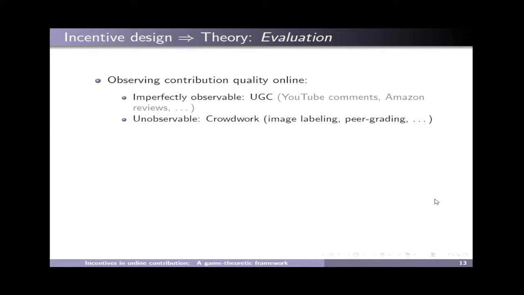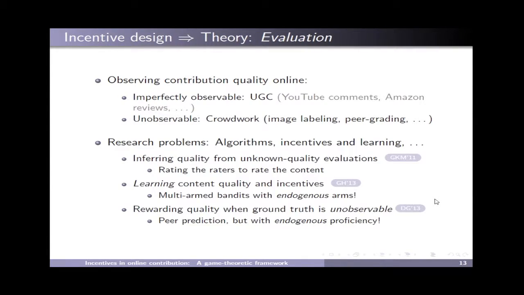Now, how do you reward workers for actually doing a good job? This is a case where you have completely unobservable quality, not just noisy signals as in the case of user-generated content, but just completely unobservable. And this leads to a whole range of interesting research problems in theoretical questions regarding algorithms, incentives, and learning.